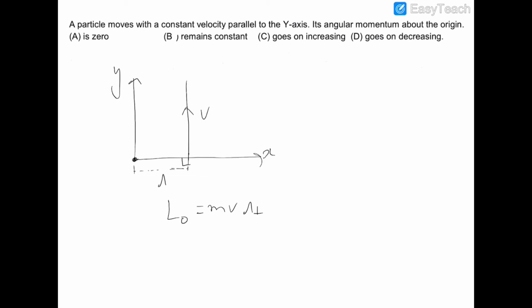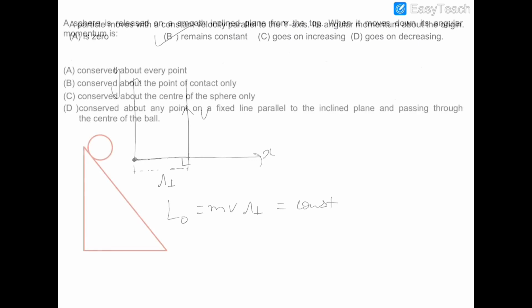This one is r perpendicular. So you can see that this r perpendicular will always remain constant whether the particle is at this point, or at this point, or at this point. So the angular momentum will always remain constant. So the correct answer will be option number B. Now let's move on to the next question.